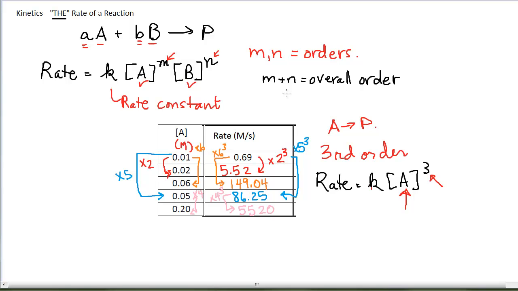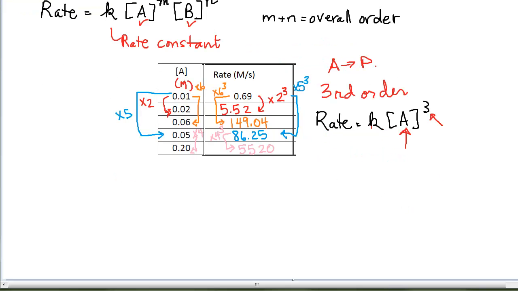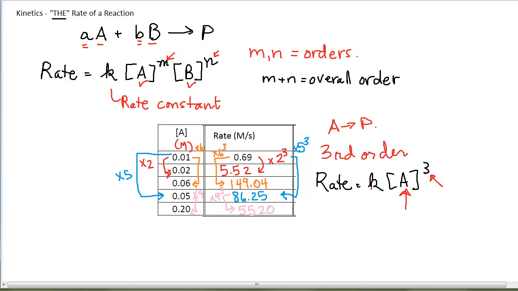We have to be given that information at this point in our lives, that we're looking at a third order reaction, to be able to make these predictions on the rates. This is how the rate changes as you change the concentration of one reactant, based on what the order of the reaction is. Let's just look at one last example.